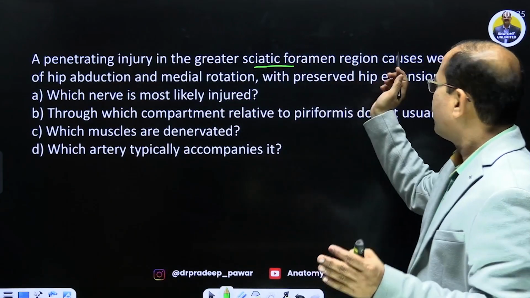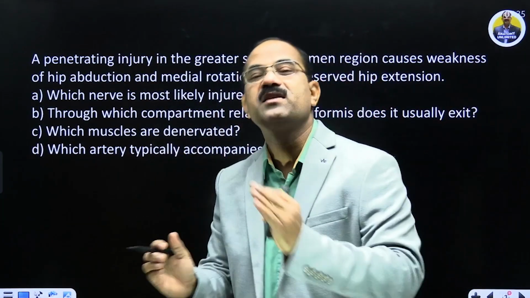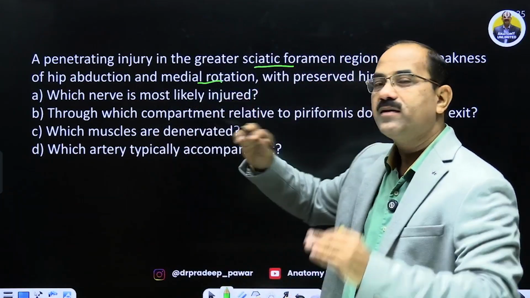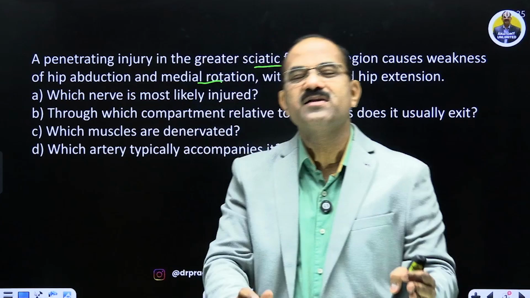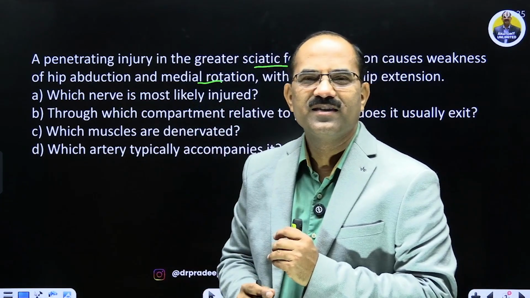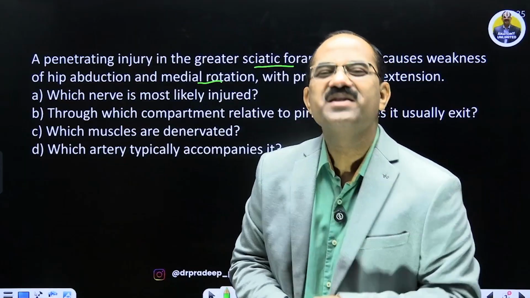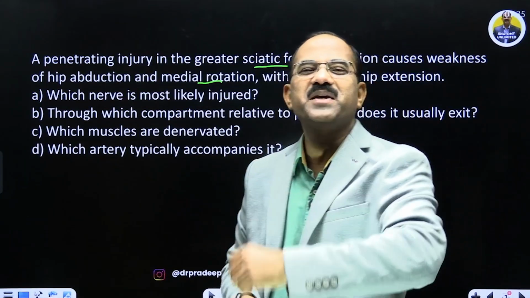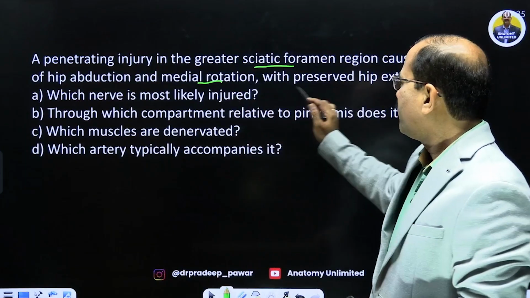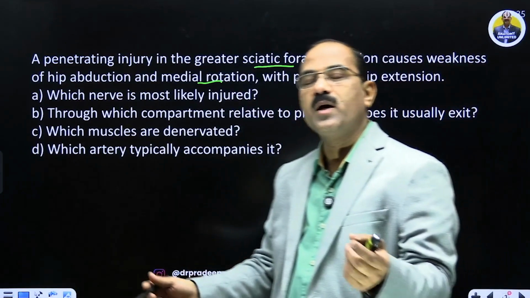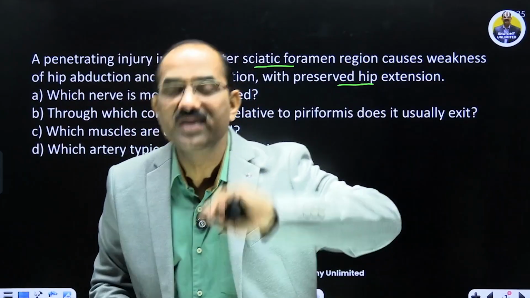So weakness of hip abduction: the main muscle is gluteus medius. Medial rotation: the main muscle is gluteus minimus. So gluteus medius is affected, gluteus minimus is affected. Which is the nerve then? Yes, the superior gluteal nerve. Very good. Fine, with preserved hip extension. Extension of the hip is done by whom? Extension of the hip is done by gluteus maximus.